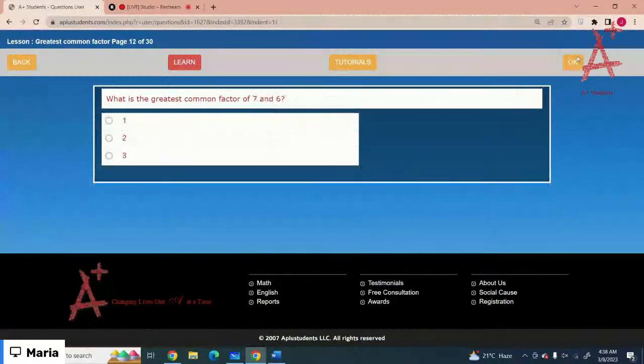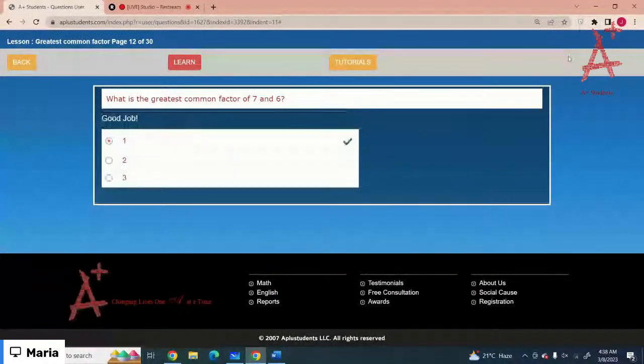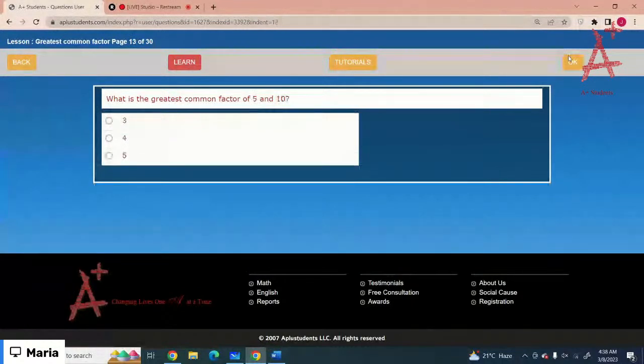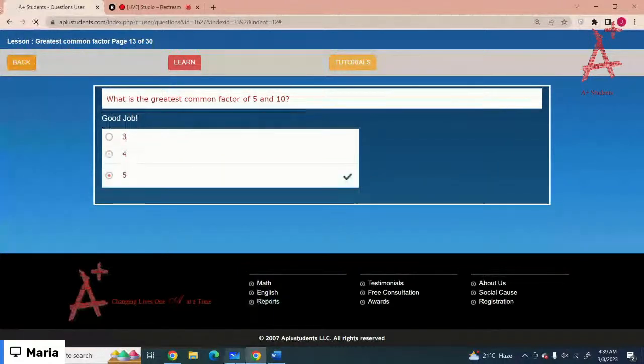Okay, what is the GCF of 7 and 6? That would be very good. 1. You don't have any common number, so it would be 1. Got it? Okay, the next one is what is the GCF of 5 and 10? It would be, yes, very good. It would be 5. Got it? Okay, you can complete the test by yourself later today.